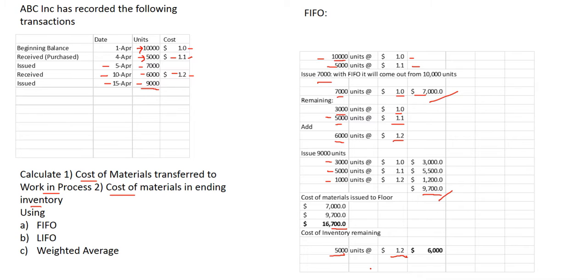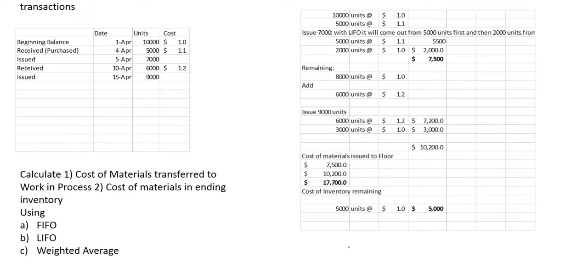Now let's take a look at the same problem from a last in first out perspective. When we issue 7,000, we are going to first issue the last ones that came in, 5,000. That's not enough, so we need to tap into our inventory: 2,000 at $1. So the total is 7,500. The remaining is 8,000 units from the 10,000.